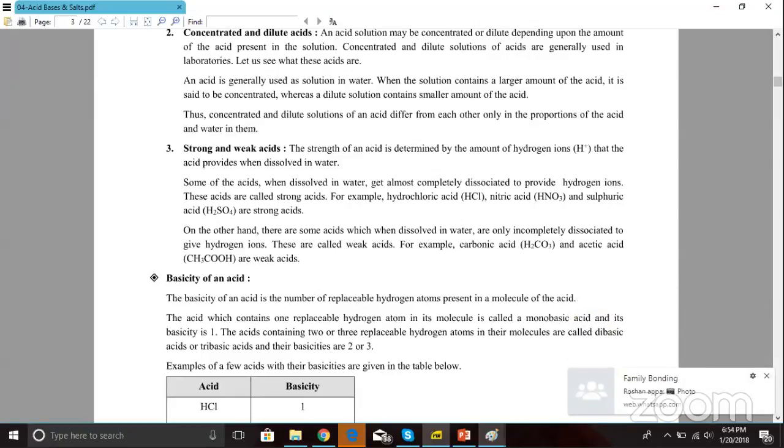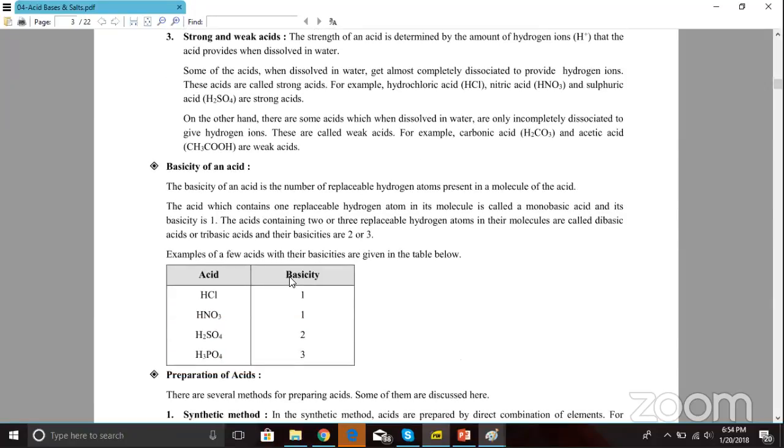So this we call a strong acid. Weak acid means, suppose we are taking 100 molecules of the acid, and only 10 molecules of the acid dissociate into H plus. That we call a weak acid. The remaining 90 percent exist as the acid. For example, the weak acids H2CO3, carbonic acid, and acetic acid, CH3COOH. These are weak acids that can give only partial H plus ions when they are dissolved in water.